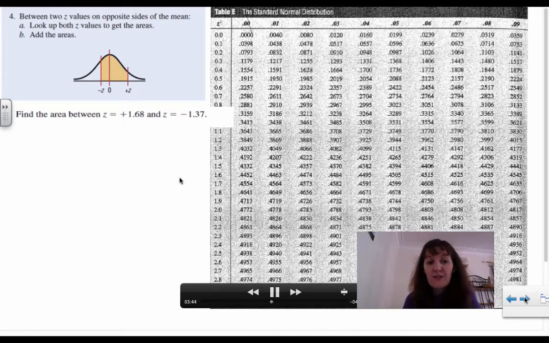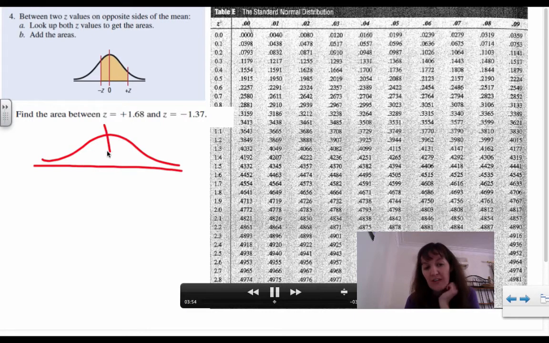If we want to go between two z values that are on opposite sides, so one's negative and one's positive, these are actually fairly easy. We want this area and that area, and we're going to add them together. So let's draw our picture here. I have a z-score of 1.68 and a z-score of negative 1.37. These charts are really easy to draw, and then I shade in what I'm looking for. I want that area between.